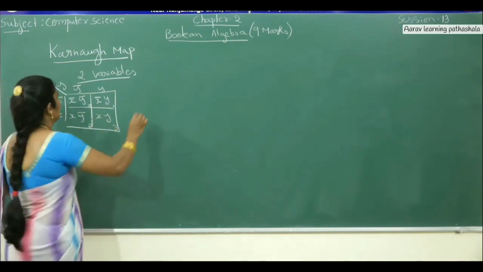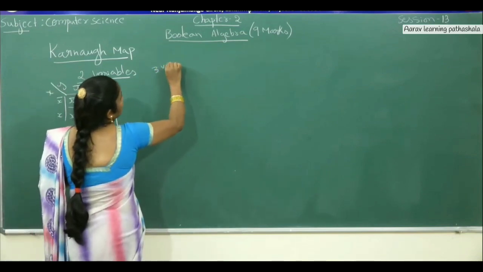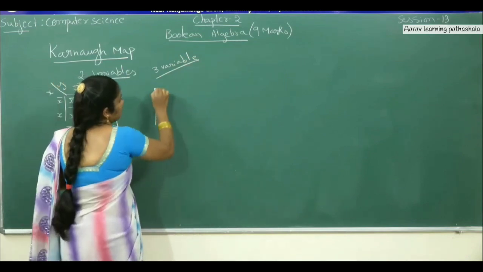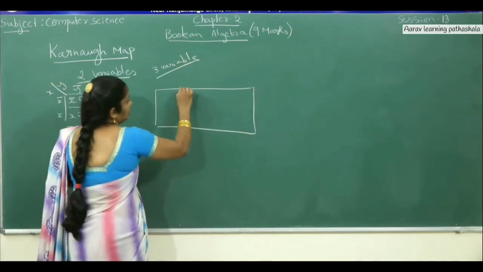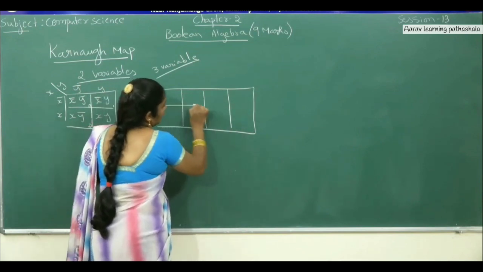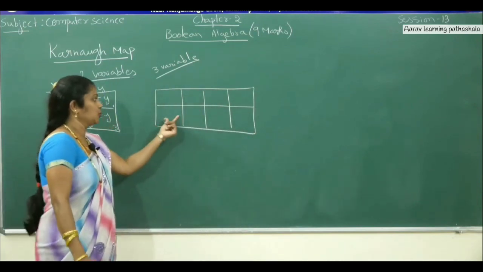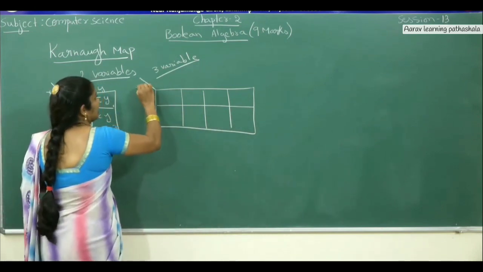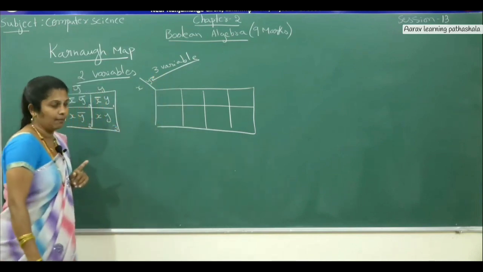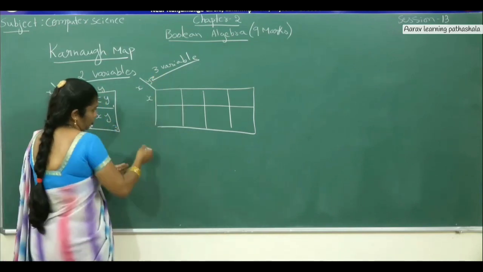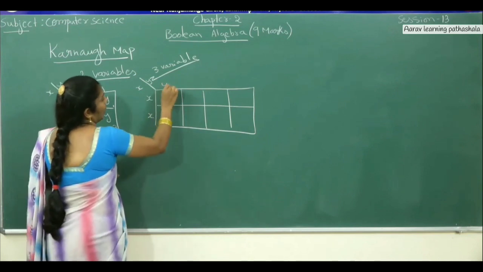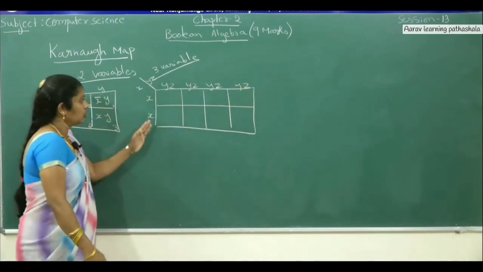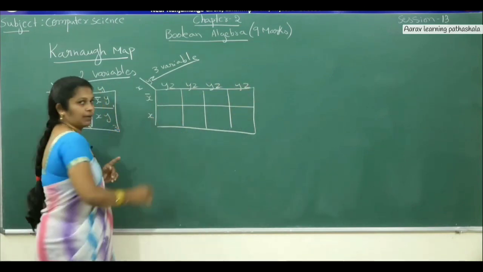That is for 2 variables. If you have 3 variables or 3 literals, how do you find it? 2 to the power of 3 gives 8 cells. For example, here I take x, and here I write y and z, 3 variables. In row format I write x, x, and here y z, y z, y z, y z. In the column, only one variable, that's why I write it only for the first part.